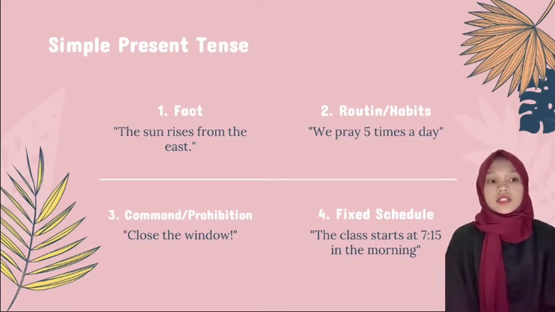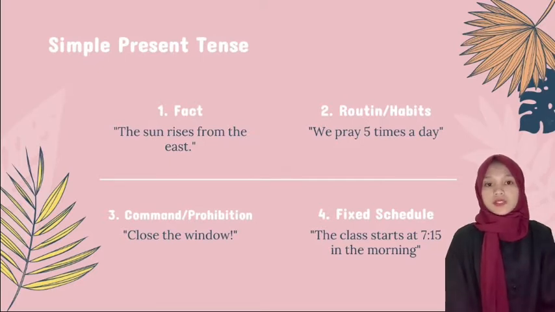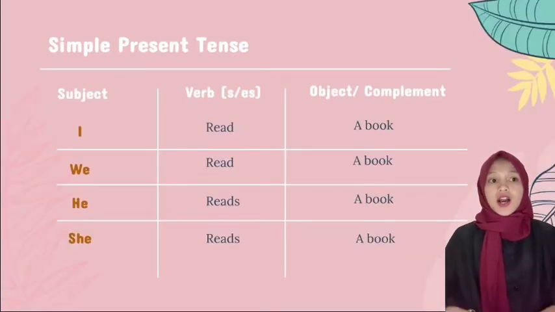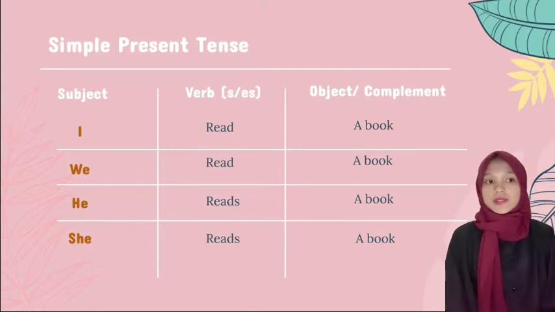And there is a fixed schedule. For example, the class starts at 7:15 in the morning. Okay, now how do we make a sentence using the present tense pattern? The first thing you need is the subject, then the verb, and you can add S or ES according to the subject of the sentence. Then we have the object or complement.